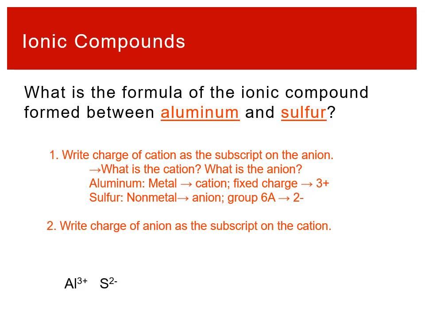Now we can go through the process of swapping my subscripts. The 3 goes from the aluminum to the sulfur. Again, I don't take the charge. The 2 from the sulfur goes to the aluminum. We just take those numbers. And then the final step is to simplify. Well, 2/3 is already simplified. We're good to go.